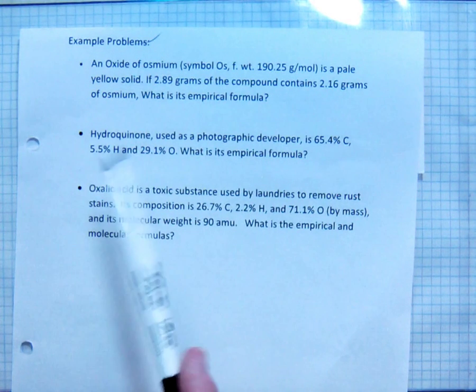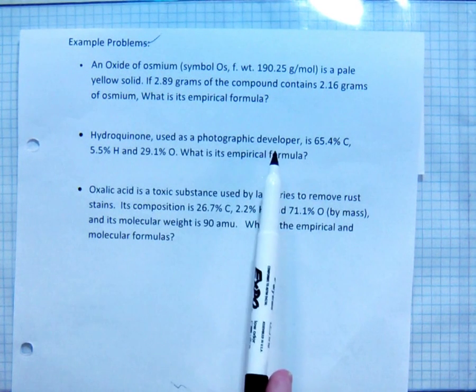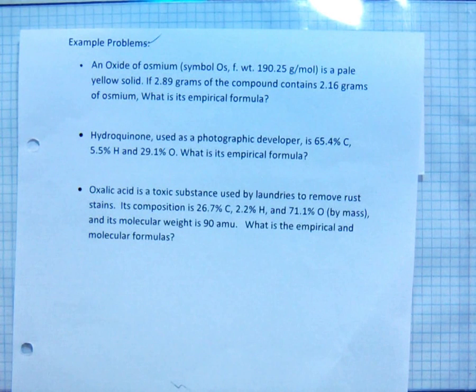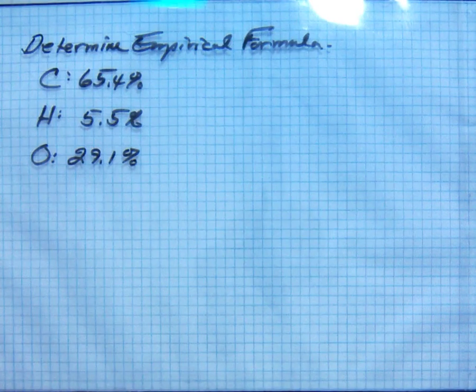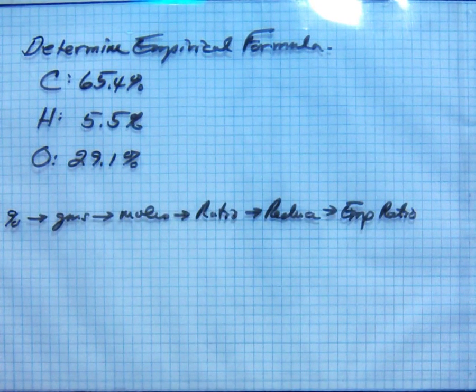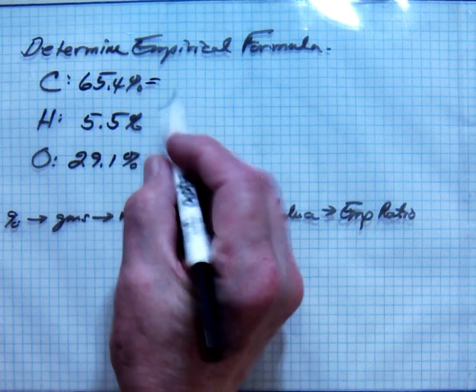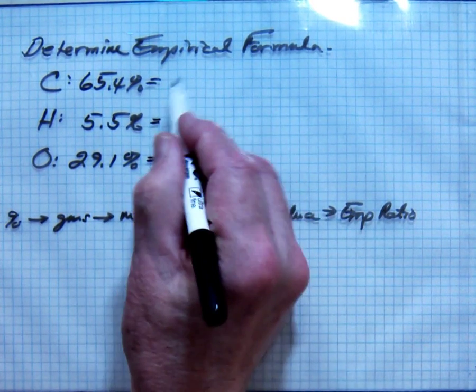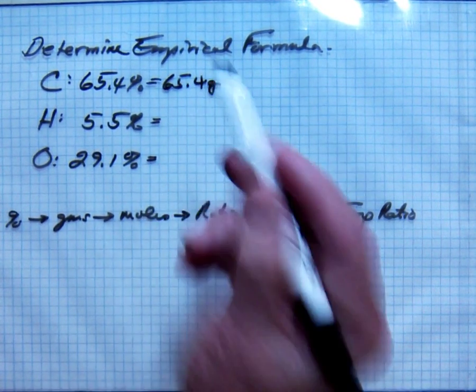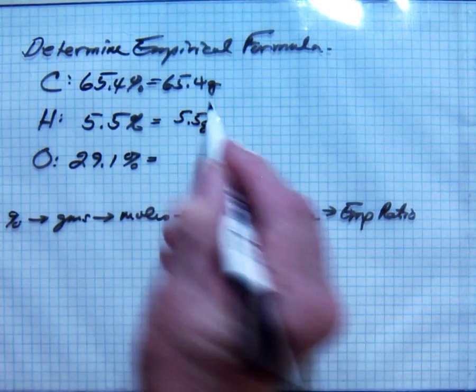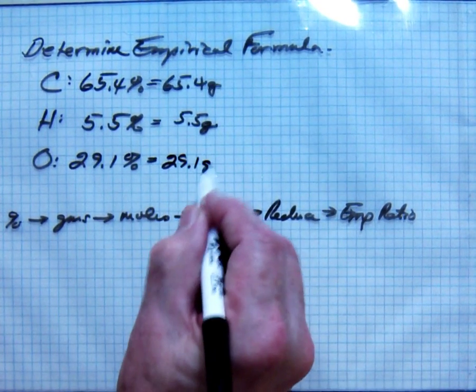The next one is hydroquinone, used as a photographic developer. It is 65.4% carbon, 5.5% hydrogen, and 29.1% oxygen. These are percent per hundredweights, so you don't have to calculate the percent per hundredweight. We're going to use that sequence right now and determine this. So how many grams have I got, guys? 65.4. That's right. See how easy this is? 65.4 grams and 5.5 grams and 29.1 grams.